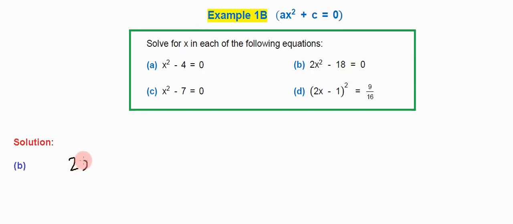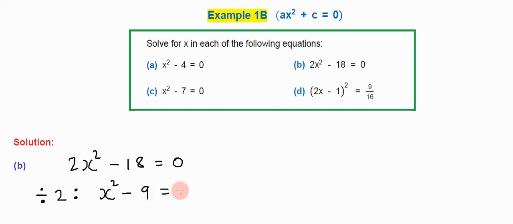So 2x squared minus 18 equals 0. The problem with using the difference of squares here is that the first term is not a perfect square. 2 is not a perfect square. And the second term is also not a perfect square. However, let's see what happens when we divide through by the common factor, which is 2. So the 2's will cancel here, and we're left with x squared. 18 divided by 2 is 9. So x squared minus 9 is 0.